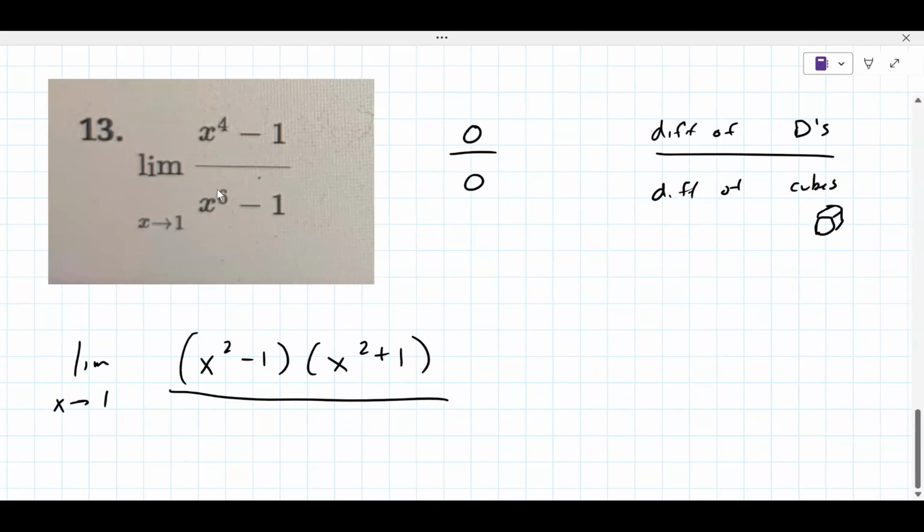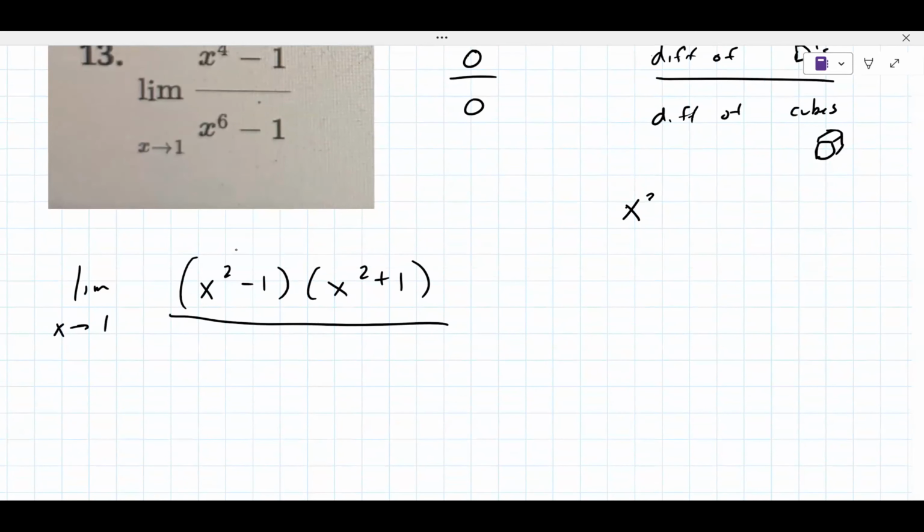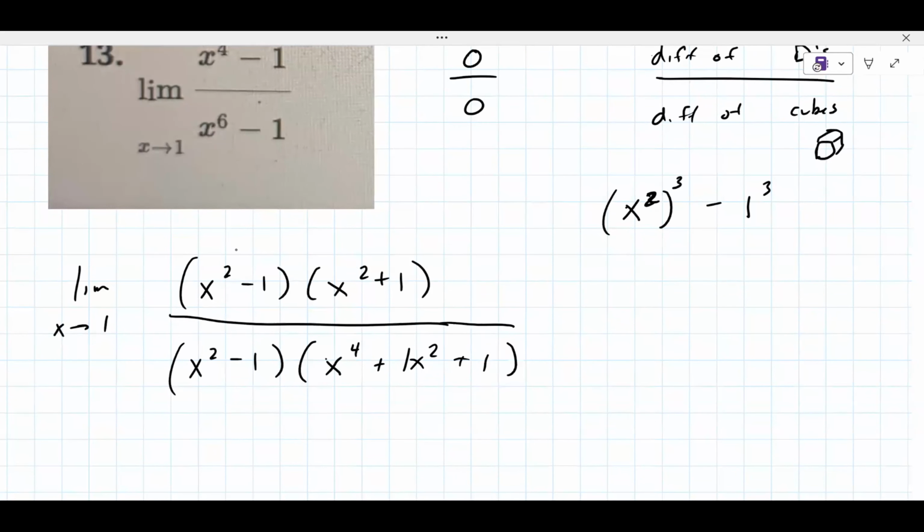That one's a formula. You're supposed to know this, but it's kind of an extreme formula. You probably won't get this on the test, but when you took your SAT, you probably learned some formulas and had to decide, do I need to remember this? I'm happy to give it to you here. It's in the form x squared cubed minus one cubed. So it becomes x squared minus one, x to the fourth plus x squared plus one.